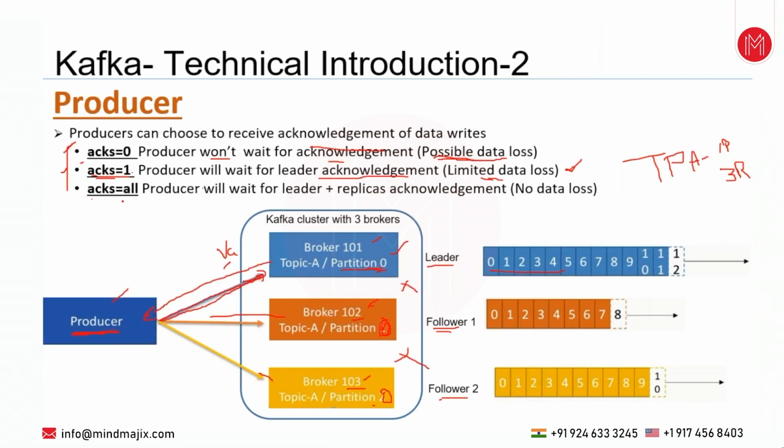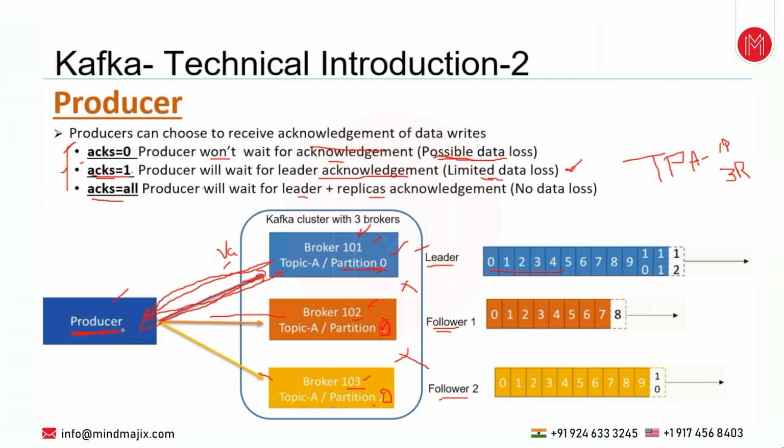Now let's take acks equal to all. acks equal to all means the producer will wait for a leader plus replicas acknowledgement. It means whenever the producer produces the message to topic A, first of all, the data will be there in partition 0 of broker 101, and broker 101 will give an acknowledgement to the producer that, hey producer, yes, I have your data now. Now the producer will be happy, okay, my data is in the leader.